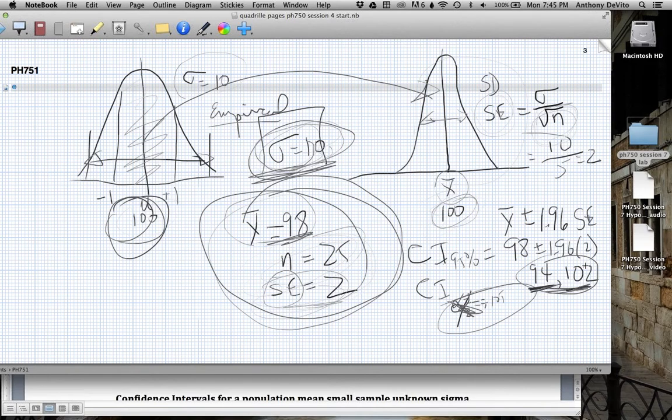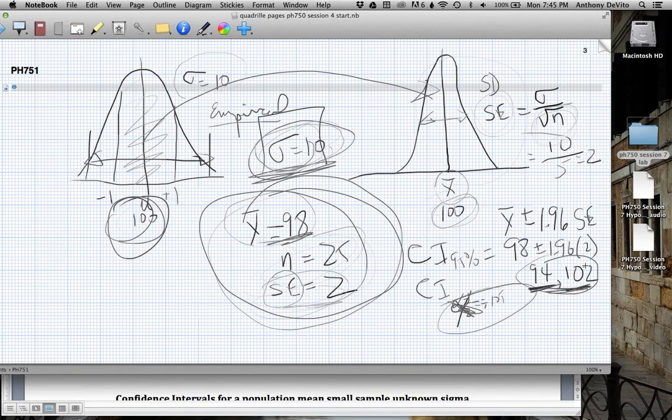What percentage of the time do you expect it's not going to work out for you? 5%. So if you do it 20 times, you would expect to capture the true population mean 19 times out of 20. 1 out of 20 times, you're going to be wrong. 5% of the time, you're going to be wrong. Okay, so that's our confidence interval.